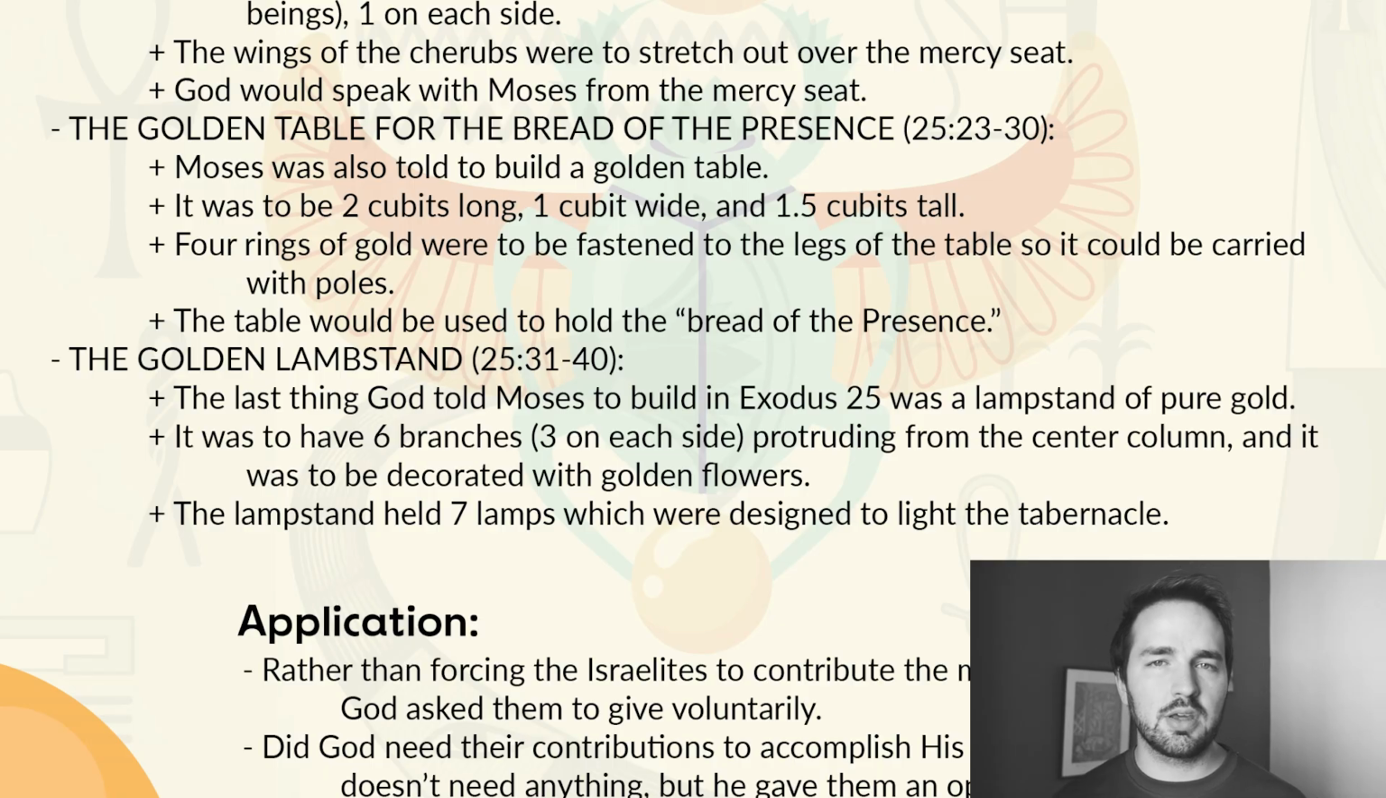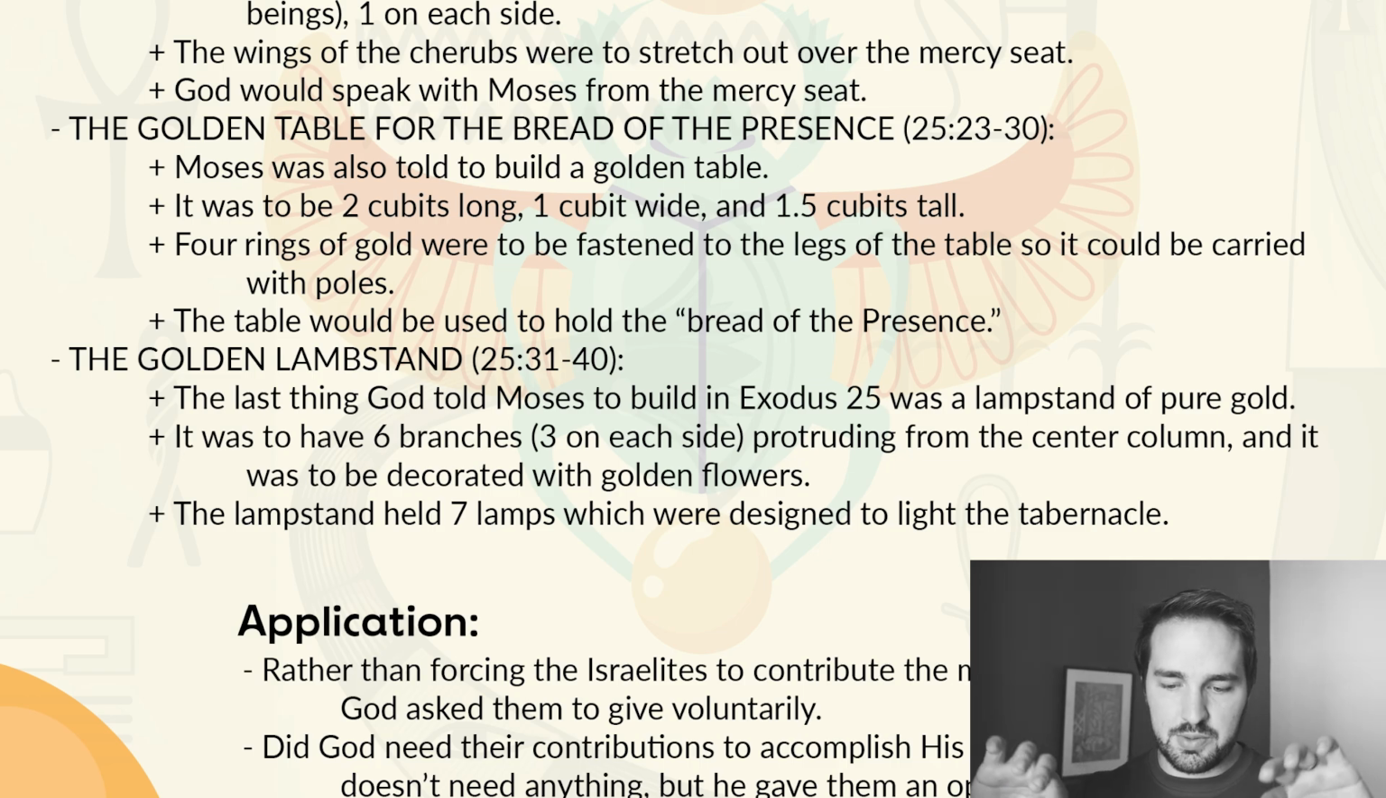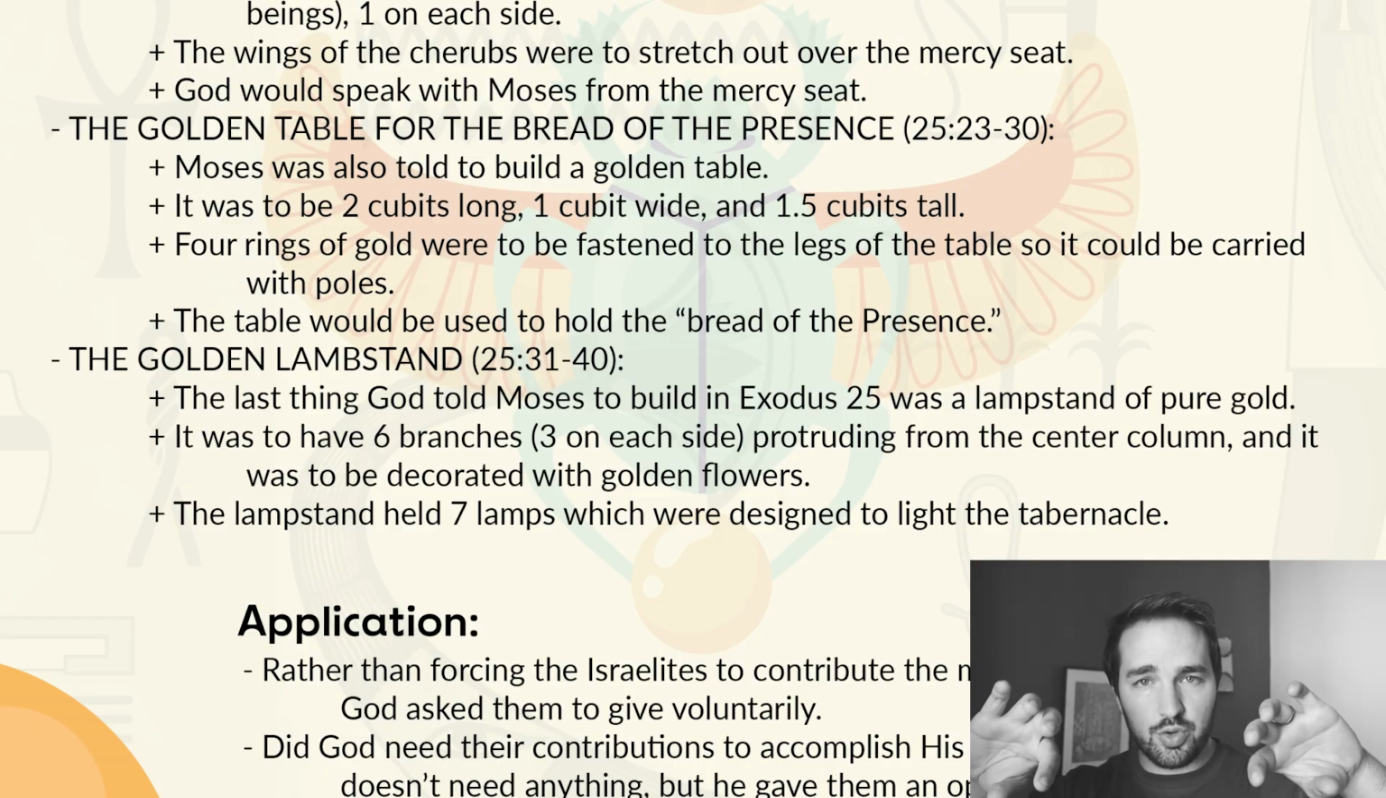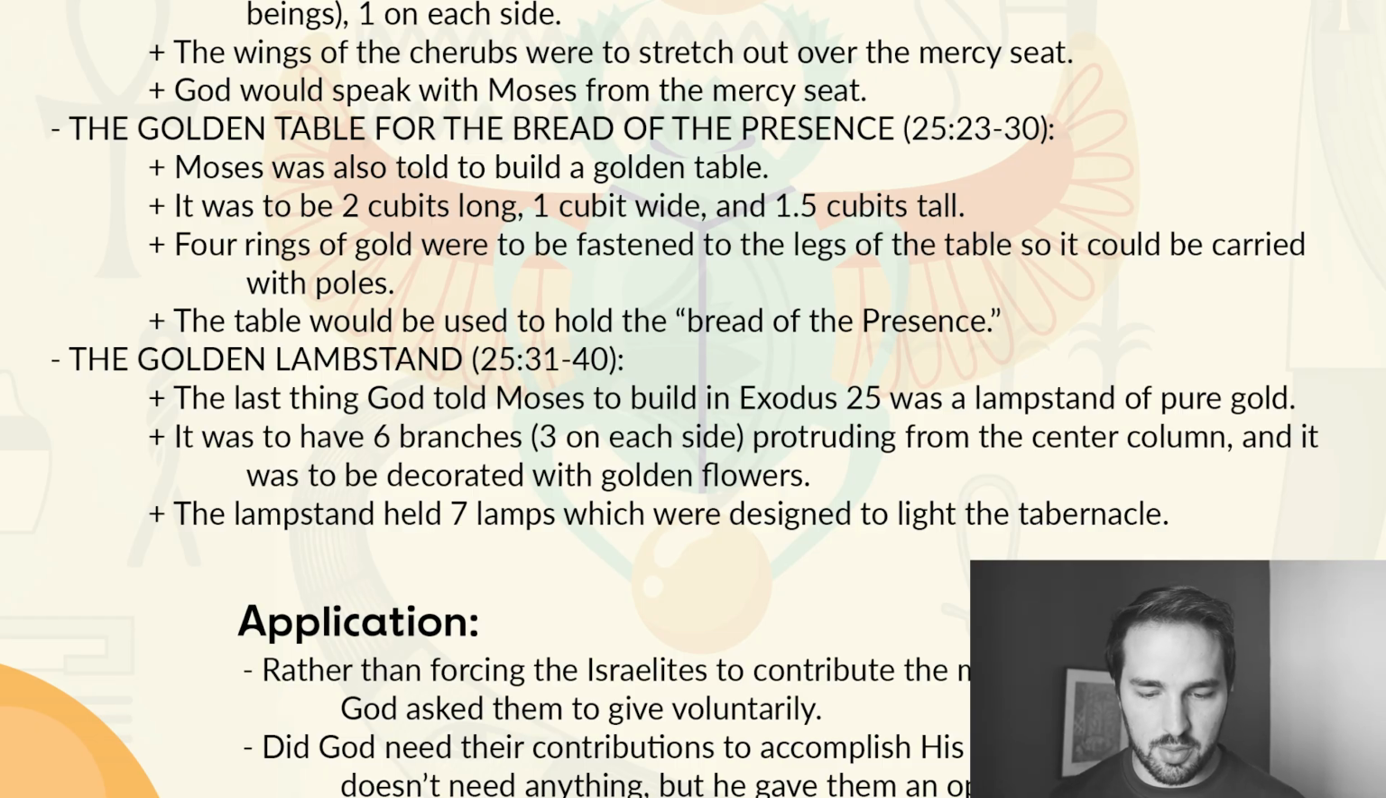And then finally, in verses 31 through 40, we have instructions for building the golden lampstand. So the last thing that God told Moses to build in Exodus chapter 25 was a lampstand made out of pure gold. It was to have 6 branches, 3 on each side, each of those branches protruded from a center column, and it was to be decorated with golden flowers. So the lampstand held 7 lamps total that were designed to light the tabernacle, which would have been important because the priests would have had to go in there and work, and it was a tent, so it would have been pretty dark. And so that is Exodus chapter 25.